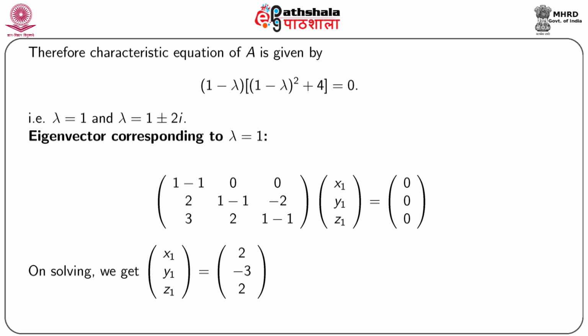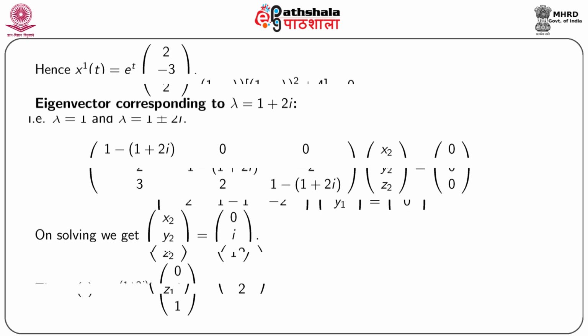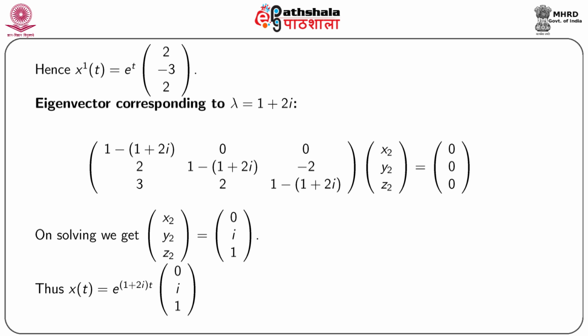Please note, corresponding to lambda equal to 1, the values of x1, y1, z1 are not unique. So, for lambda equal to 1, which is the unique eigenvalue, you may get different eigenvectors and you can proceed with any one of them. And hence, our solution x1(t) is equal to e to the power t multiplied by [2; minus 3; 2].